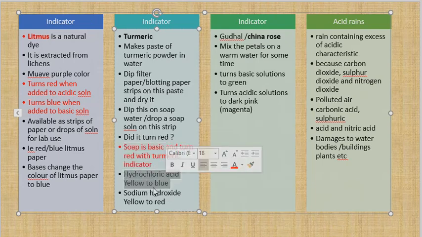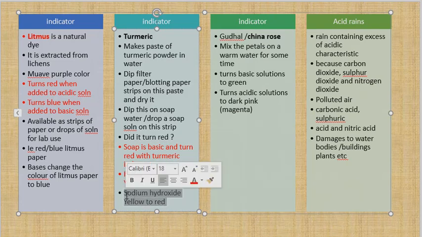Hydrochloric acid turns turmeric from yellow to blue. Here acid turns blue, there acid turns red. Here base turns red. Sodium hydroxide is a base. It turns yellow to red.